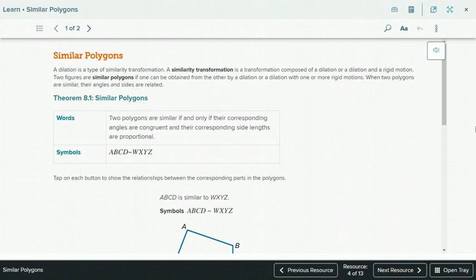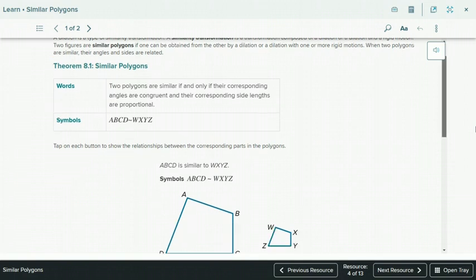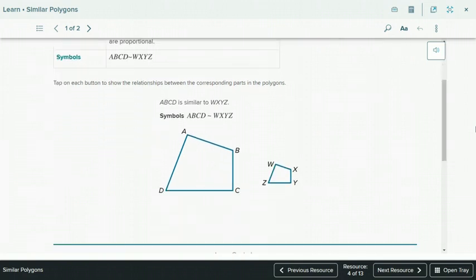All right, so now to see a picture of this, here would be a picture of similar polygons. It's the exact same shape, but it's just gotten smaller. So that would be a reduction. Here's this shape, a quadrilateral ABCD, and then it's been reduced into WXYZ. So same shape, just a different size. That's what a similar polygon is.